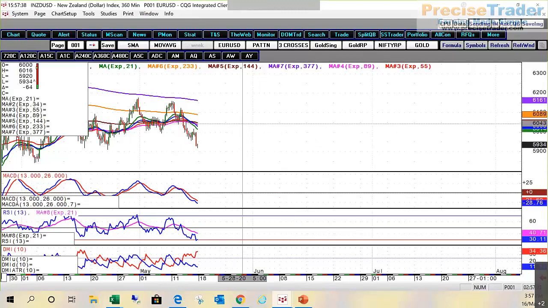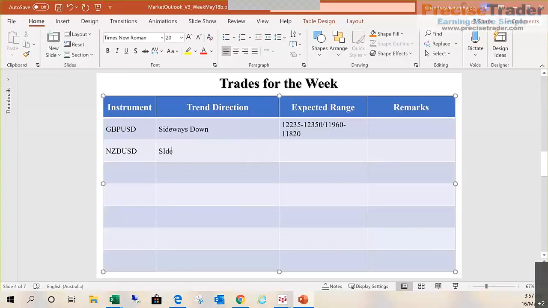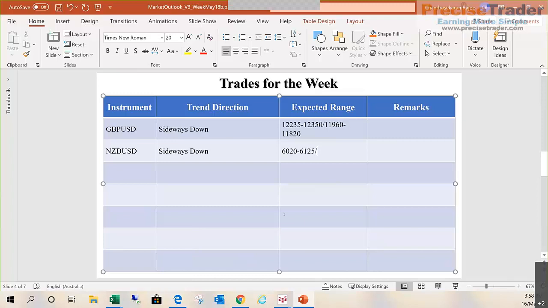So based on this, what we feel is we are sideways down. We are expecting sideways down. The top side we are looking at about 60.20 to 61.20, okay, this is the maximum we are looking at. 61.25, I think. Yeah. On the downside we are looking at 58.80 to 58.10.